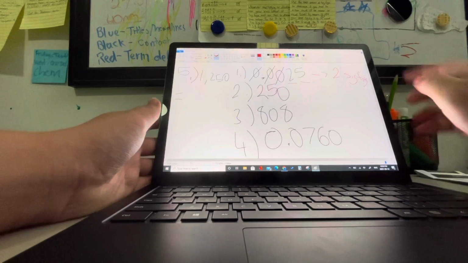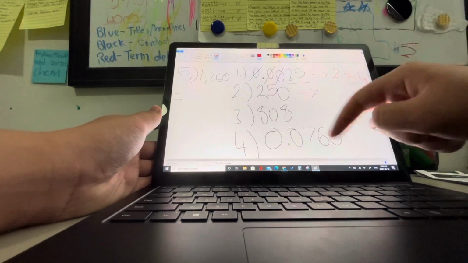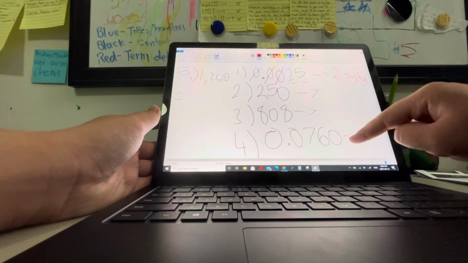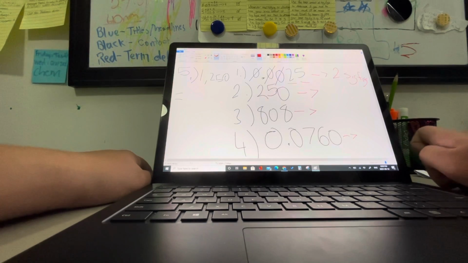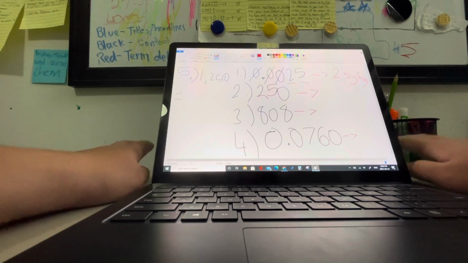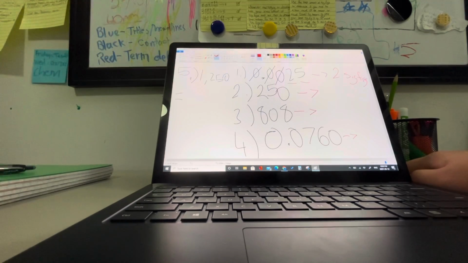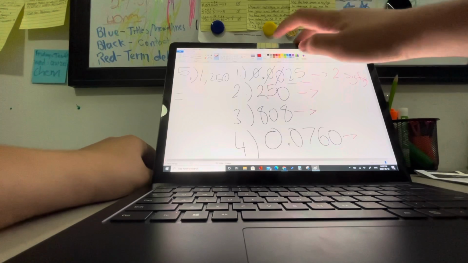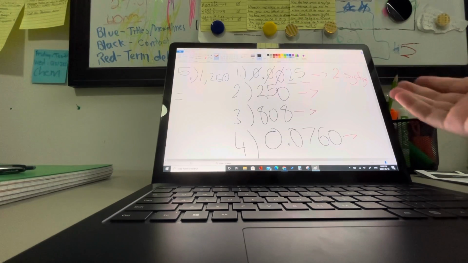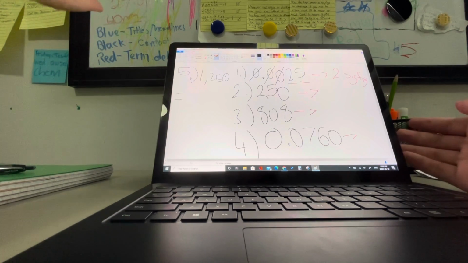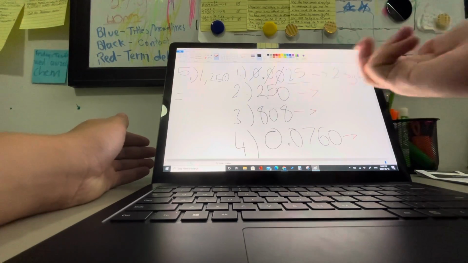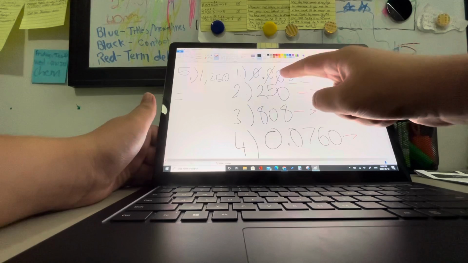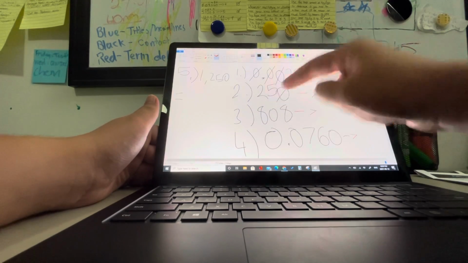Let's go on to question 2. I'll just do this so we know that we're going to put the answer on the right side. Okay, so we have 250 as our value. Now, we have leading zeros that do not count, and then we also have trailing zeros that do not count. Trailing zeros are basically the end of the value. So what's the end of 250? It's the 0 at the end, right? That's the end. So the trailing zeros are not significant figures.